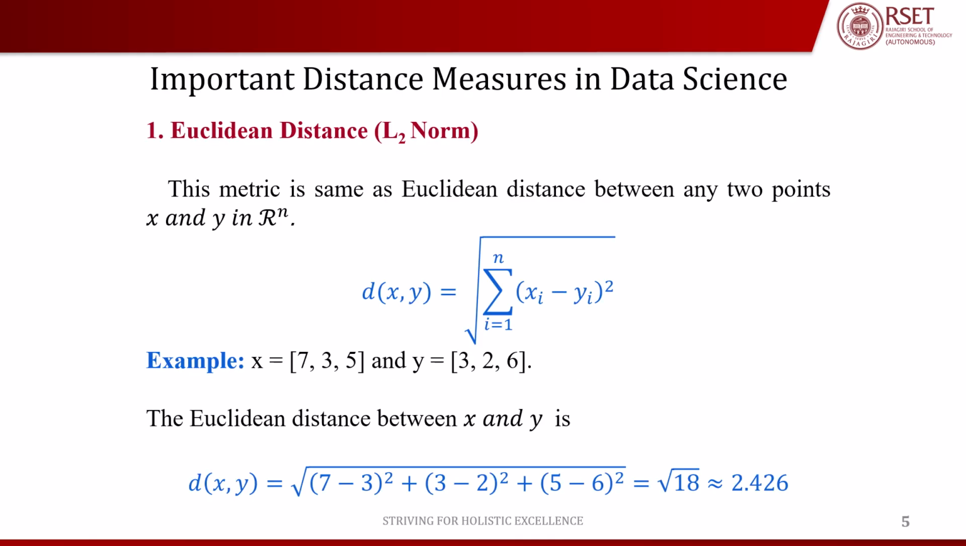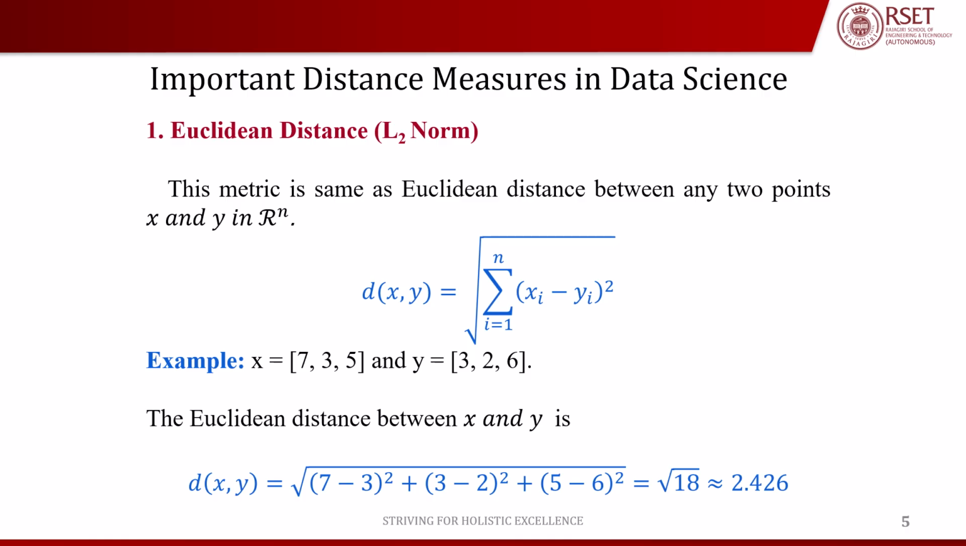To begin with, let's see what a Euclidean distance is. It's also called the L2 norm, and you can see here the equation for the Euclidean distance between any 2 points x and y in the real plane. So d of x comma y is equal to the square root of sigma i goes from 1 to n of (xi minus yi) whole square. This is a very famous equation. You might have seen this from your high school days onwards. You can derive it very easily by using the Pythagoras theorem.